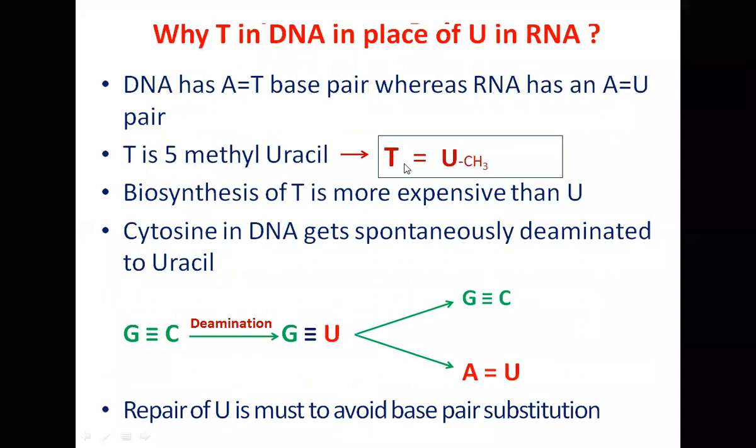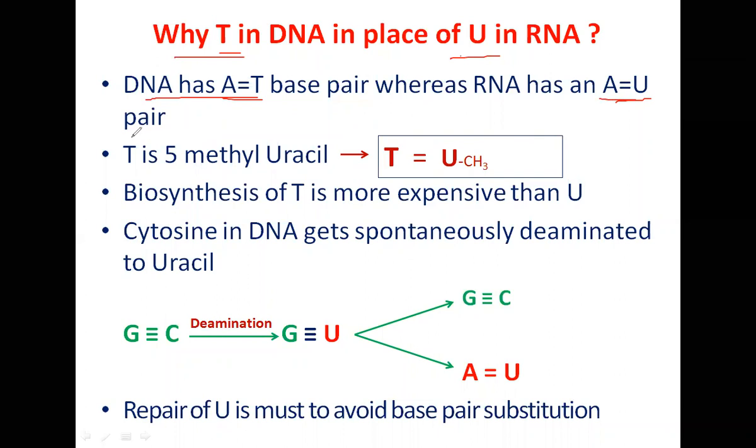Now, the next question that comes is, why in DNA do you have a T, thymine, while in RNA we have a U? What is the reason? Why has U not also been incorporated into the DNA? Because in DNA you have an AT pair, while in RNA, in place of a T, you have a U, an AU pair. What is the problem?